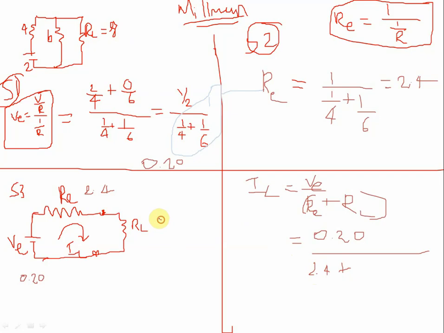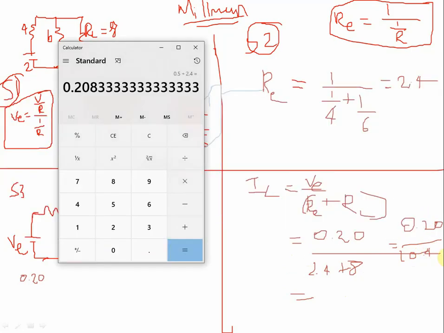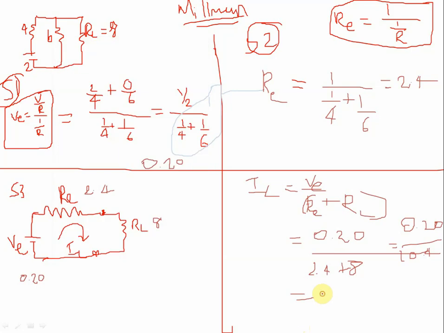Load is 8, so 8 plus 2.4 is 10.4. Numerator is 0.20. What is the answer? 0.20 divided by 10.4. Answer is 0.02.